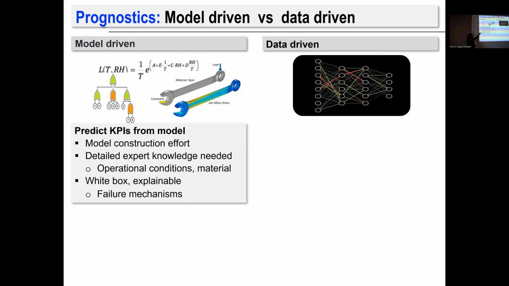And of course, the nice thing is that they are white box, they are very much explainable, and they focus on failure mechanisms. They really focus on why the system fails.